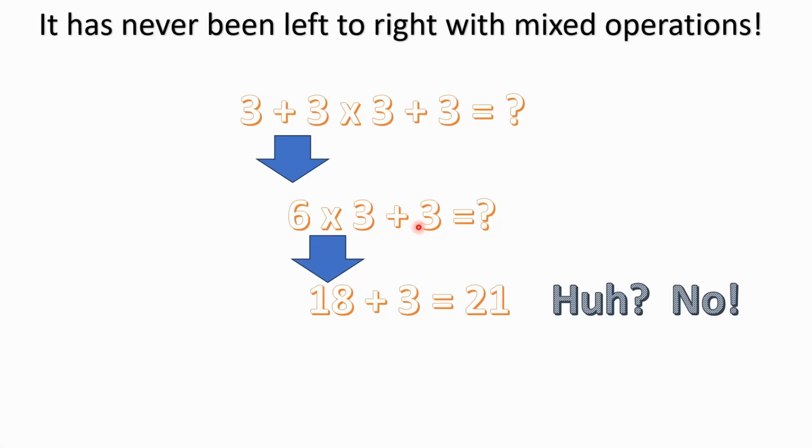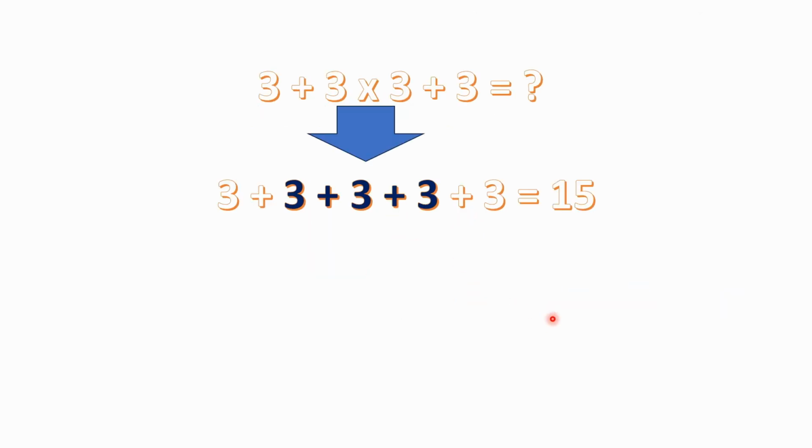So listen, again, it's never been left to right with mixed operations ever. 3 plus 3 times 3 plus 3. Some people will solve this and they'll add the two threes together and then they'll multiply by 3 and they'll get 6 times 3, which gives them 18. Then they add 3 and get 21. And that's never been correct, ever. It's multiplication first. 3 plus 3 times 3 plus 3. You can take the multiplication out and replace it with equivalent addition, and the answer is 15.